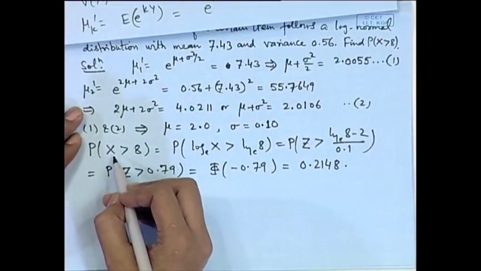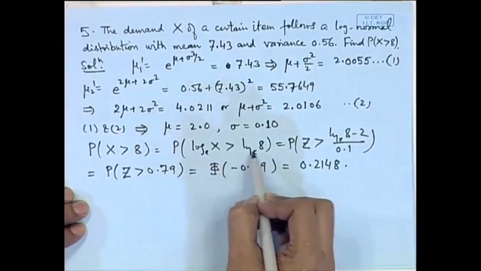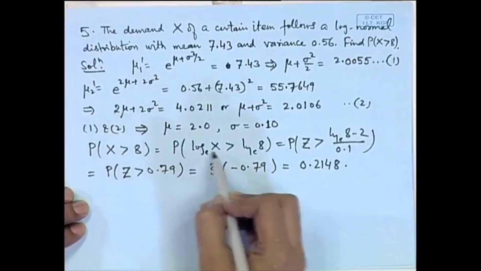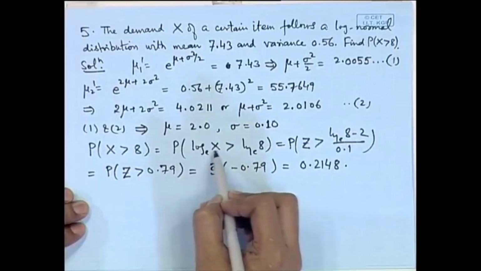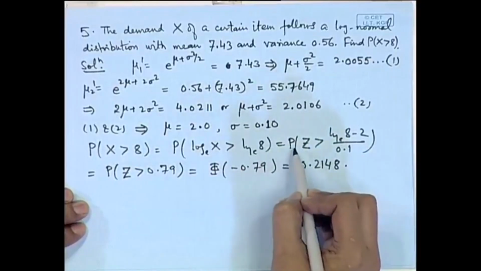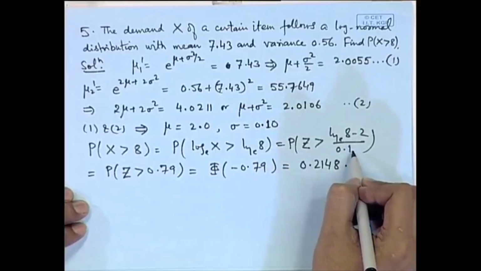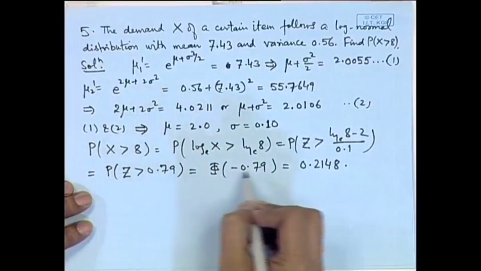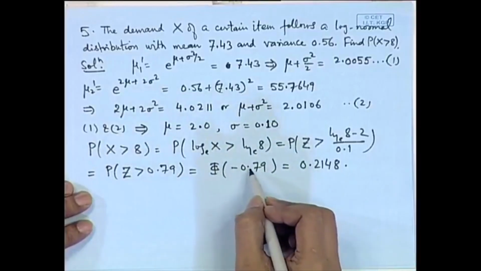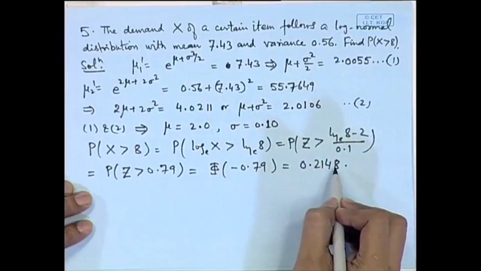Now, the probability for a log normal random variable can be calculated using the normal distribution. So, the probability of X greater than 8 reduces to the probability of log X greater than log 8, which is the probability Z greater than (log 8 minus 2) divided by 0.1, which is the probability Z greater than 0.79. From the tables of the standard normal distribution we can see it is 0.2148.